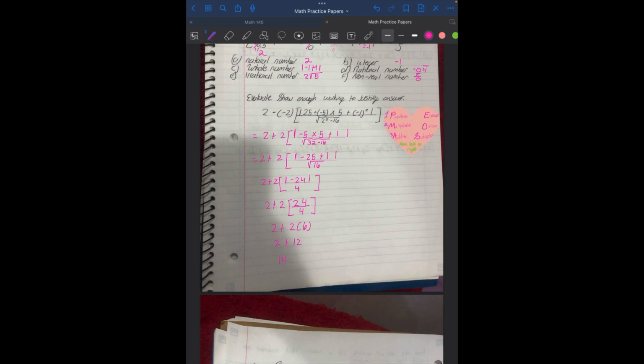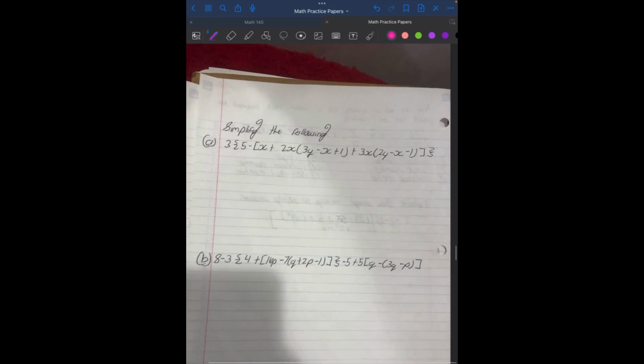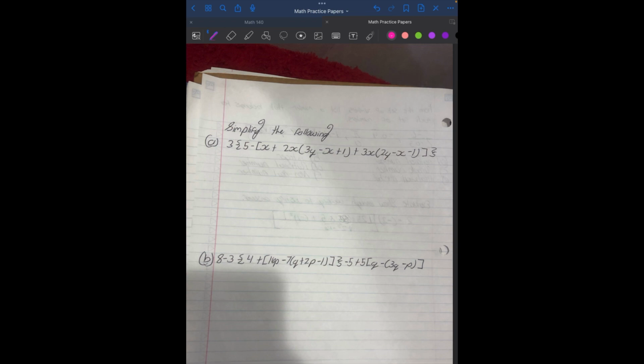Not even putting my equal sign or anything. Okay, so let's move on to the next question. Okay, so another order of operations question, but we have brackets in it.